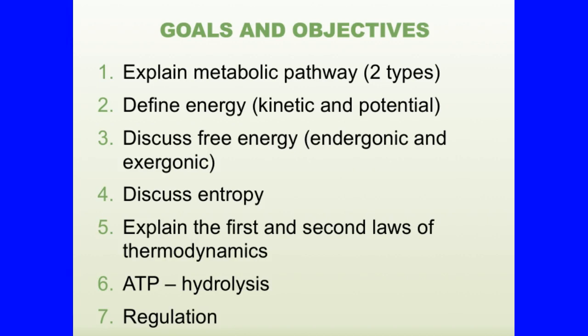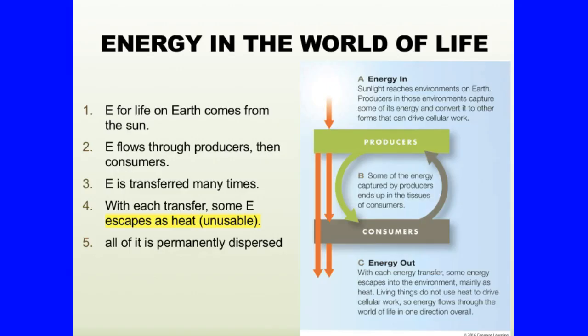So first, let's go ahead and start talking about energy in the world of life. Energy in life comes from the sun. Okay, the sun releases light energy on producers. The energy is going to flow through the producers, and then finally, through chemical reactions, it's going to get to the consumers, which would be heterotrophs, just like you and me. Energy gets transferred many times throughout this course.